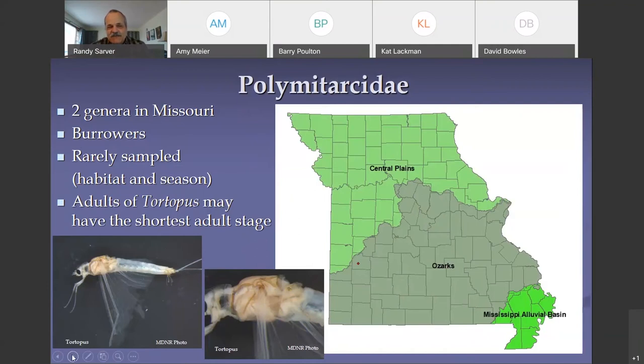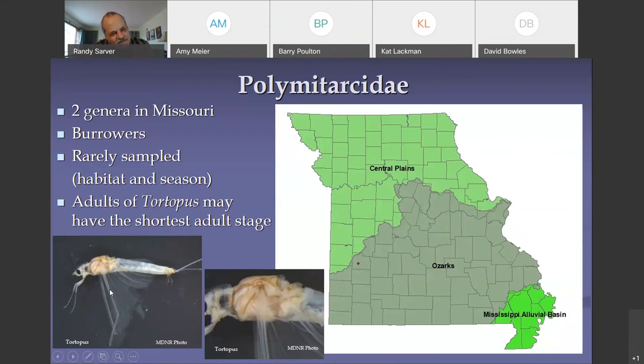The interesting thing about Tortopus, the adults of Tortopus, and both of these photos in the bottom left are adult Tortopus. They're real light colored. They're attracted to lights. And if you look real hard at the photo on the left, you can see that this adult, I think this is a male, I'm pretty sure, but you can only see four legs there. You can see the wings and you can see the four legs, but you don't easily see the middle and hind set of legs, on the metathorax and mesothorax.